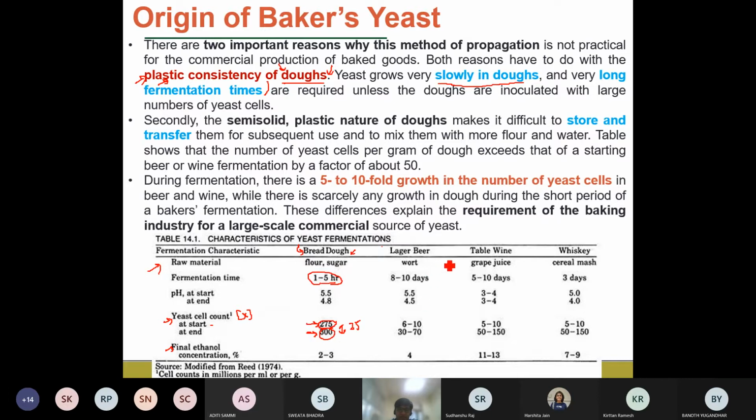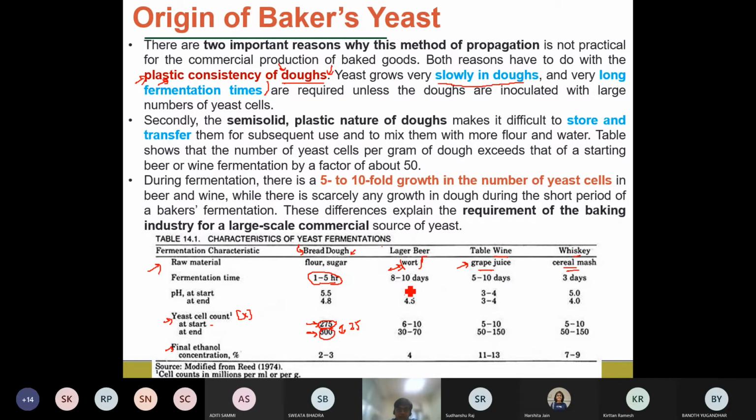So if you look into the other alcoholic fermentations, for example, the lager beer, the wine or the whiskey, the raw material is the wort or grape juice. So we will look at what a wort is. It is a mixture of different fruit derivatives. In wine production, people use grape juice as the raw material. In whiskey production, we have the cereal mash as the raw material, and the fermentation time actually varies.